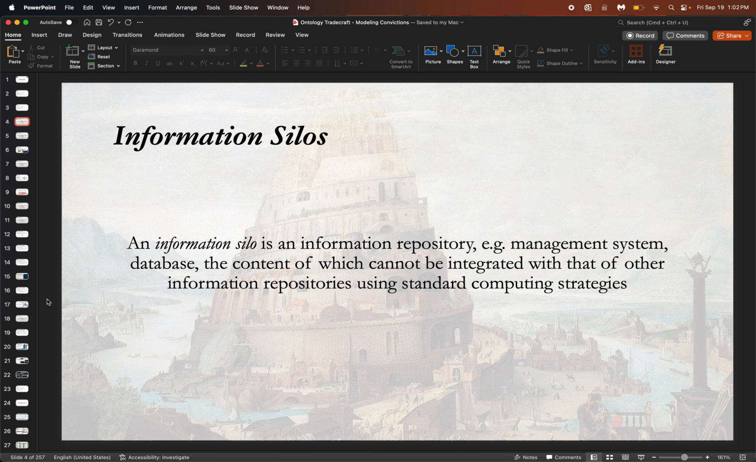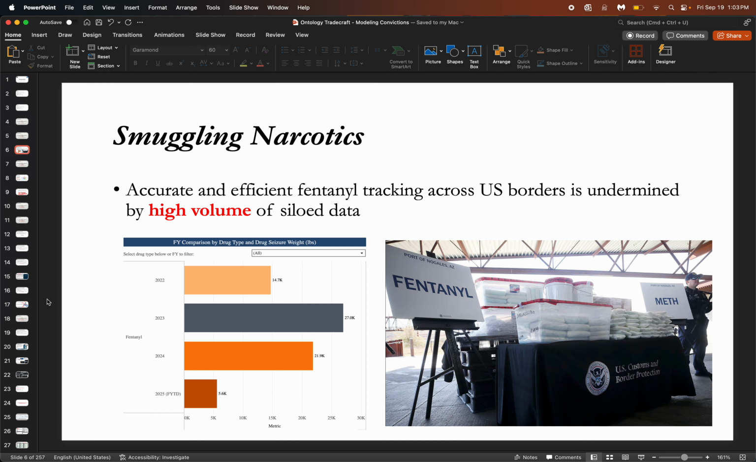So getting into it. Why are we doing this? What's the background? Information silos. These are our boogeymen. They're repositories such as management systems, databases, etc., the content of which can't be integrated with that of other information repositories using standard computing strategies. Now, these things are dangerous. It's well known silos get in the way of interoperability across data sets, across communication lines.